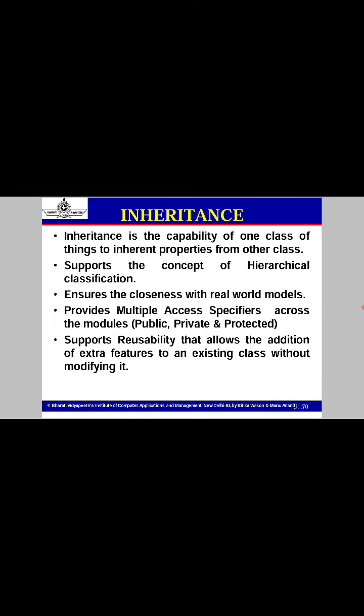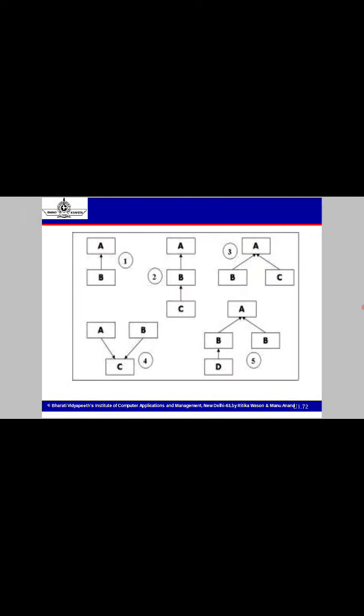So this is inheritance, and this is an example of using inheritance. Shape is a class, and this is the base class, the parent class. Circle, rectangle, and others are three child classes, inherited classes, having all the properties of the shape class. In the last class also we discussed this.